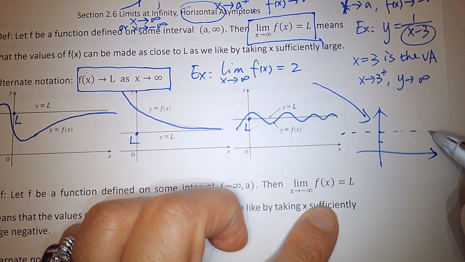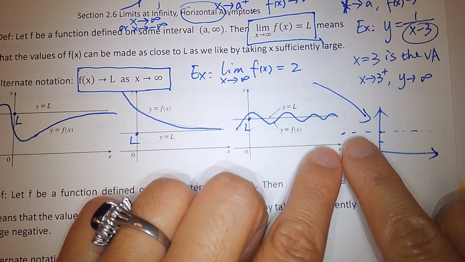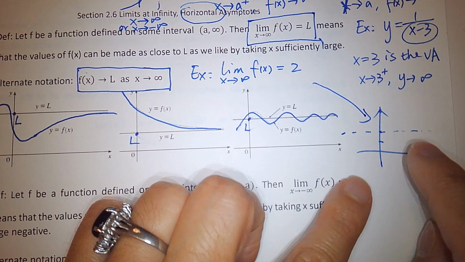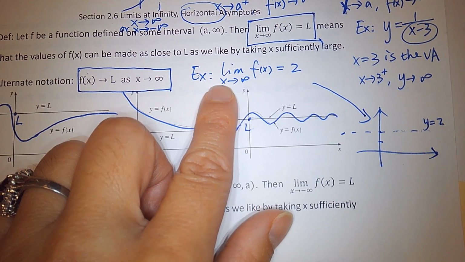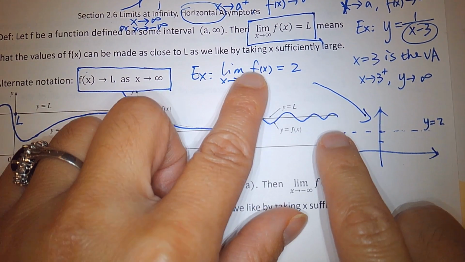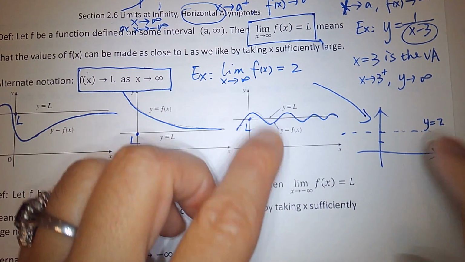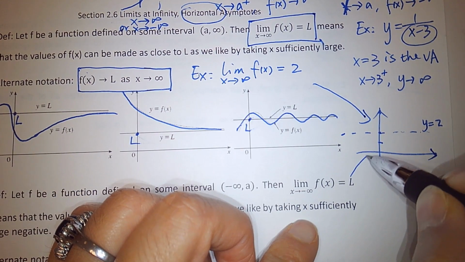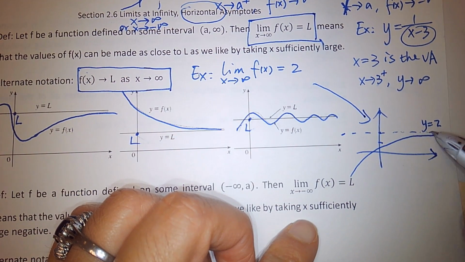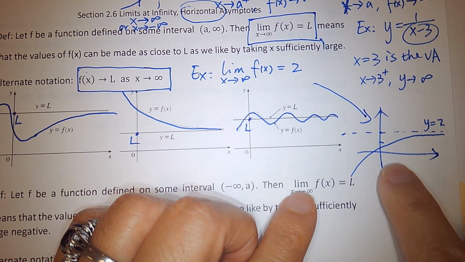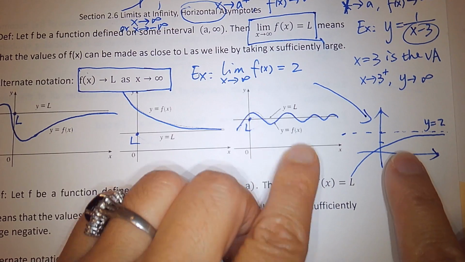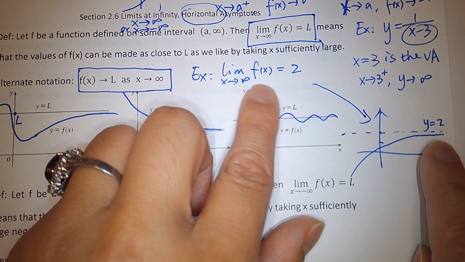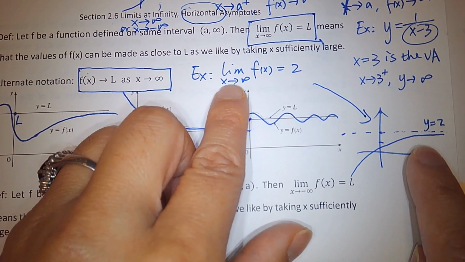I use a dashed line, because this dashed line will be a horizontal asymptote for us. So this is the horizontal line y equals 2. When x approaches infinity, y approaches 2. So I will just give a very brief picture. This may not be the unique picture. I'm just saying this picture gives us the limit of f of x equals 2 when x approaches infinity.